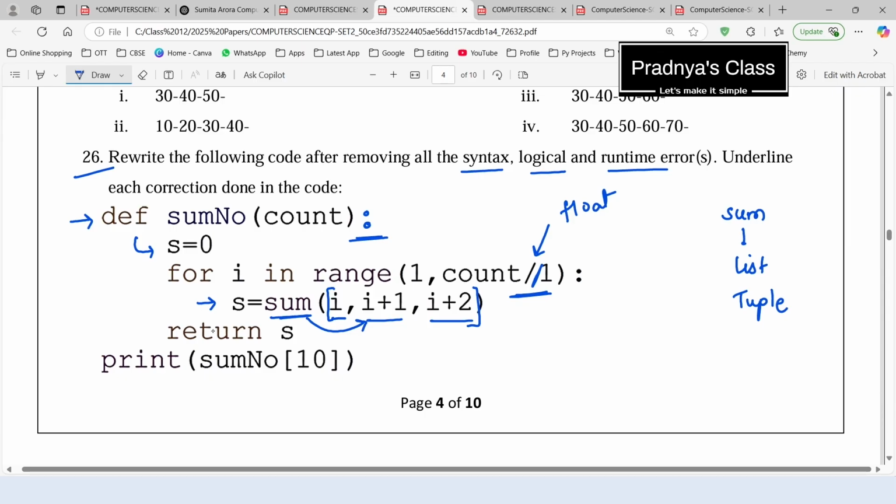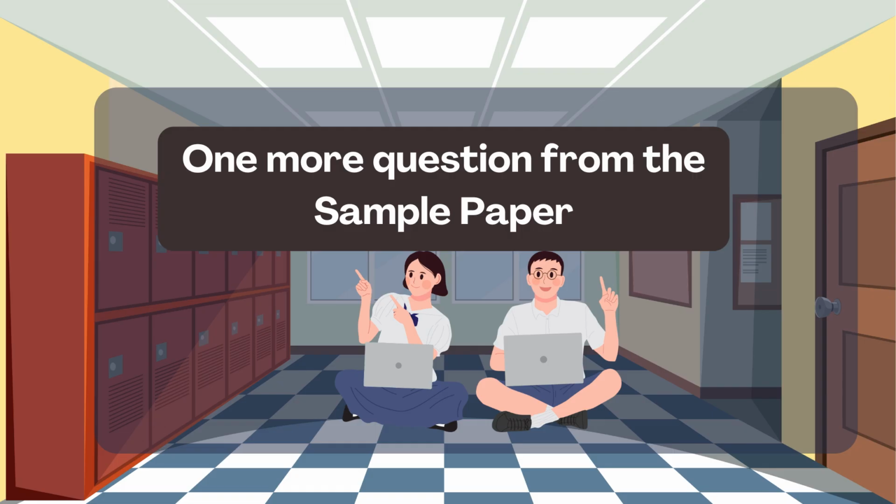After calculating sum, we are returning it, and using the print statement we are printing. But look at the print statement. When we pass a parameter to the function, we use parentheses, these round brackets. So here is the fourth error. We should pass the value like this. In this way we got all 4 errors.